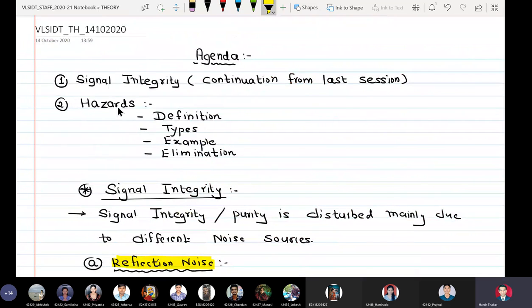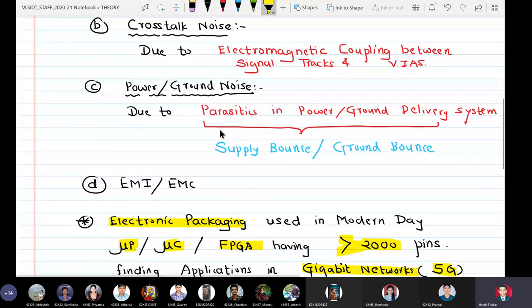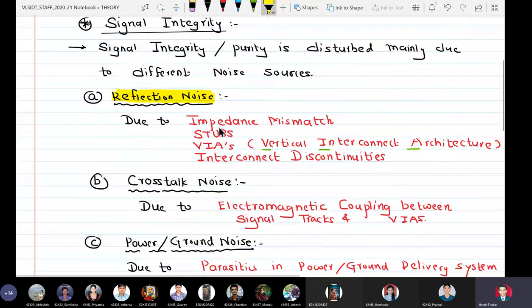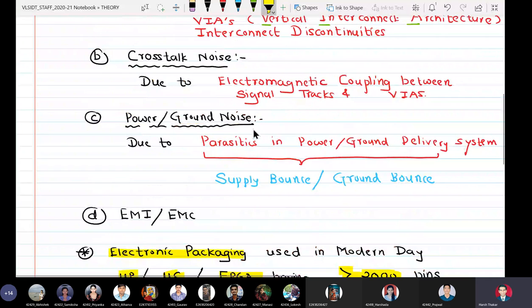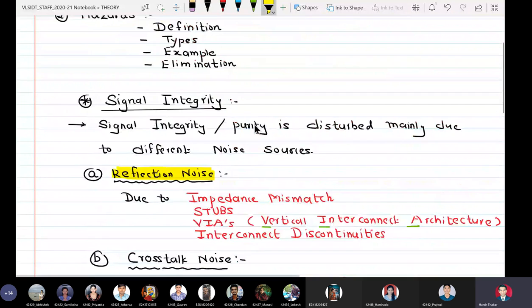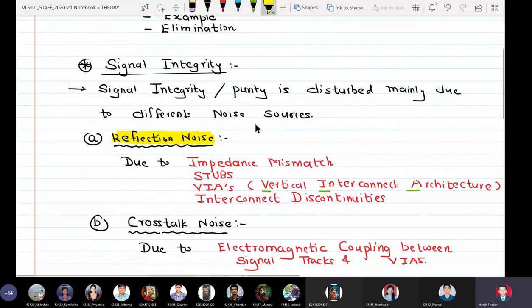So these were some additions for signal integrity. We can add them to yesterday's definitions of controllability and observability. Now you go to today's topic, that is hazards.